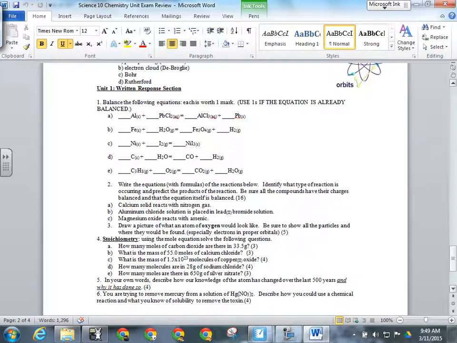Okay, it's going to look a lot like this. I don't change the format of my test, I change what's on it. So I'm going to have some balancing, just like this. Different questions, but like this. I'm going to have you predict and balance. I'm going to have you do some mole stuff. I'm going to have you do some higher level thinking stuff like with the water and all that.